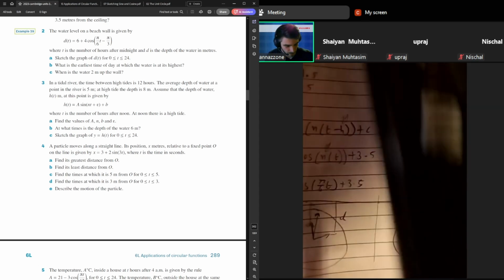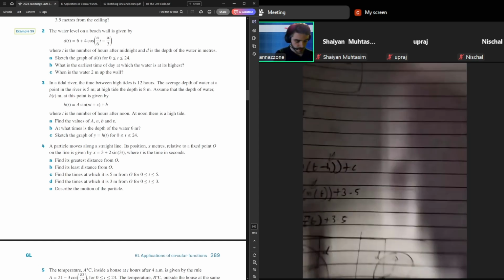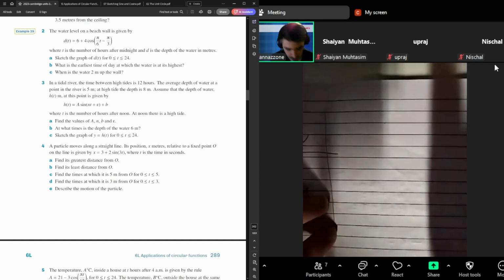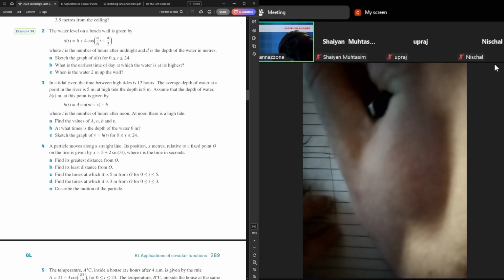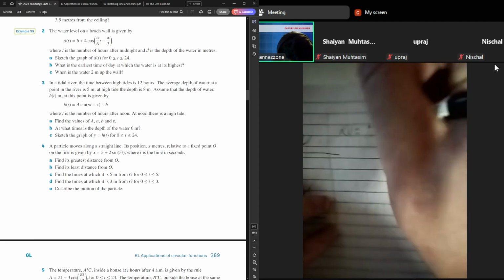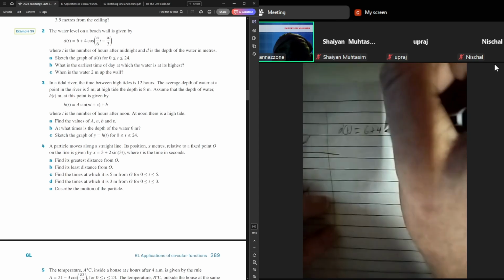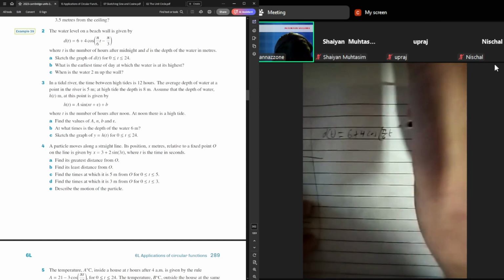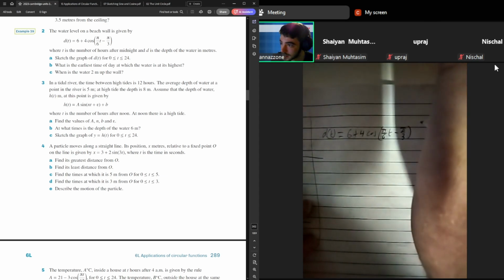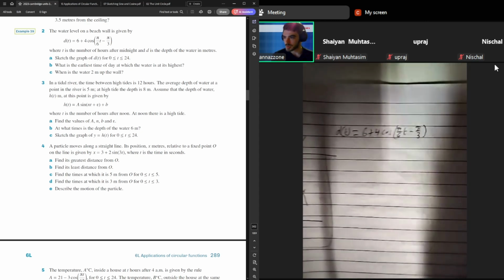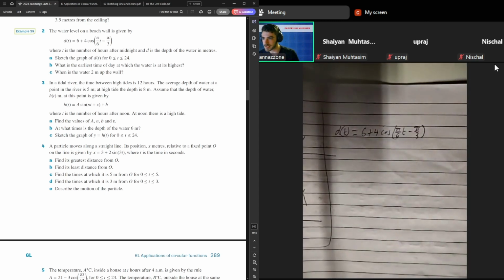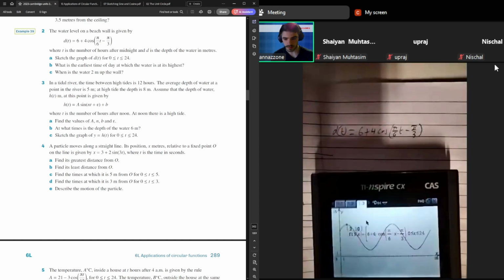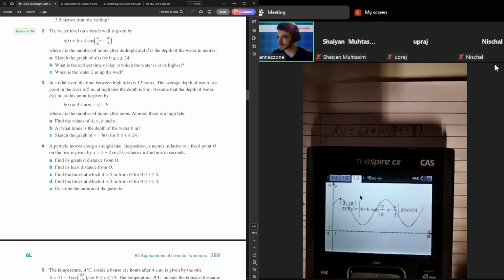You can also solve this. When I say solve this, I mean by hand. If you wanted to solve how this looks by hand, first things first, let me just write out the function. D of t equals 6 plus 4 cos of pi over 6 t minus pi on 3, and that's the whole thing. Okay, so we want to know what's the earliest time of day at which the water is at its highest. What is the highest value, or the highest depth of water?